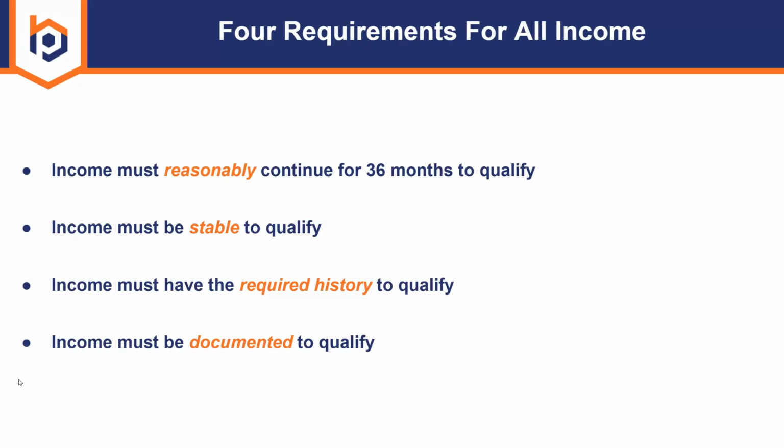The last thing is income must be documented to qualify. In today's industry, except for maybe non-QM, you have to document the income. There is no more stated income like back in the 2000s. So you will be asked for pay stubs or W-2s or VOEs or business tax returns to qualify. So our underwriting advisories will not reinstate these 4 rules.